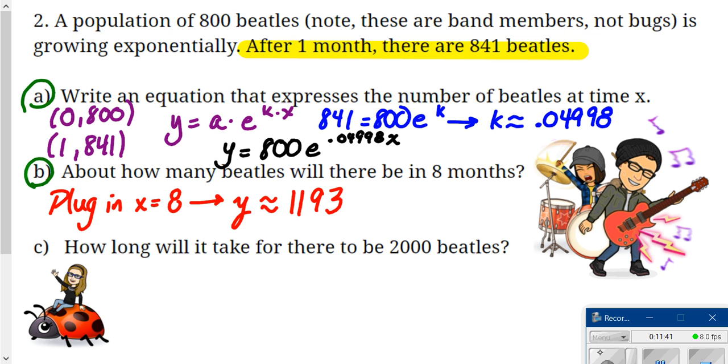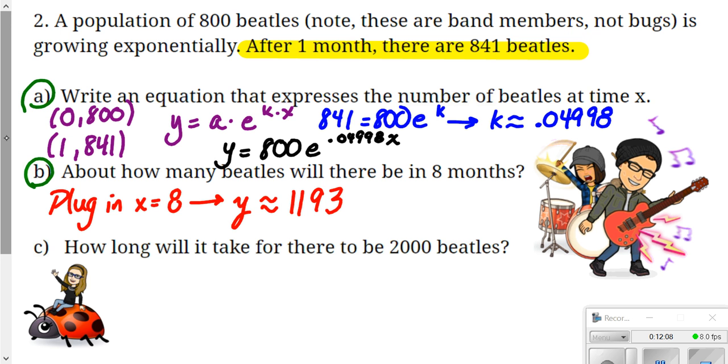Okay, check your answers. You can see in part A, we substituted in the things that we knew. We solved for k, so you would divide by 800 and then take natural log of that result. You should get about 0.05-ish, depending on how you round it. And so your equation is there in black. In part B, you plug in 8 in place of the x, and then it's just a computation.